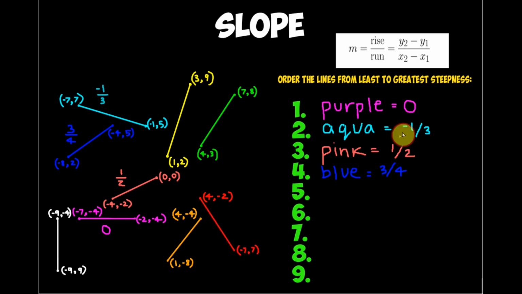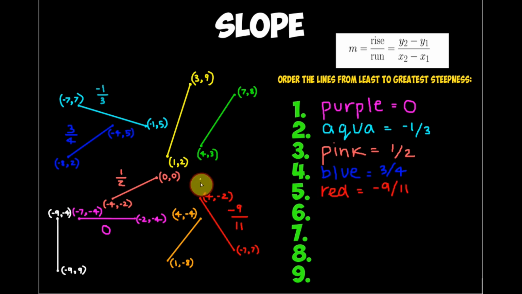So we'll get the y2. y2 is going to be negative 2. Negative 2 minus 7 divided by 4 minus negative 7. So this becomes positive, and we get negative 2 minus 7, which is negative 9, and 4 plus 7, which is 11. So the slope for this is negative 9 over 11. And let's put that down.